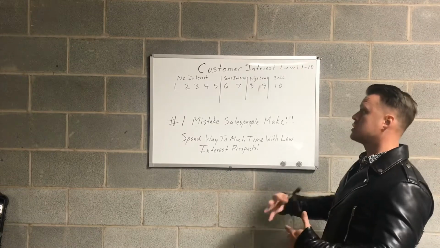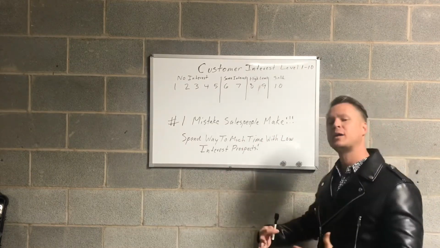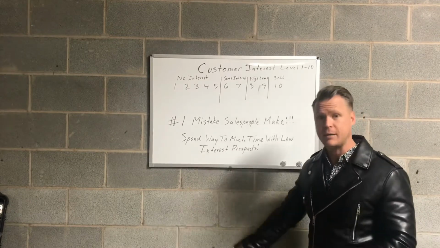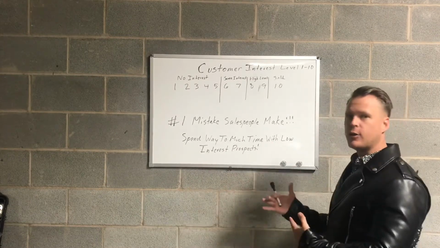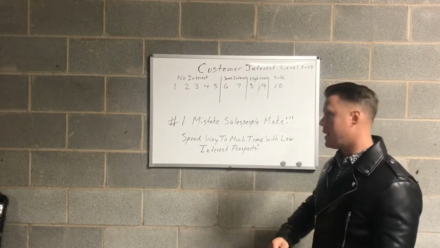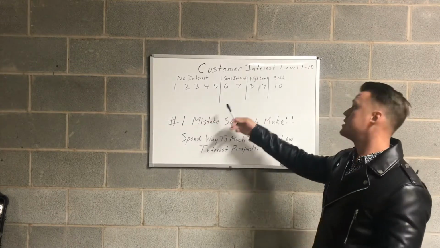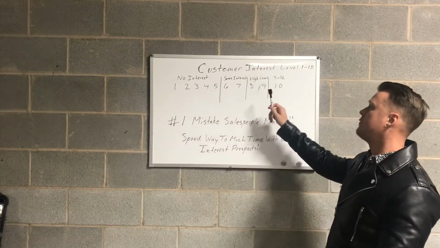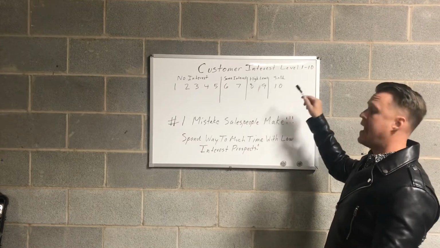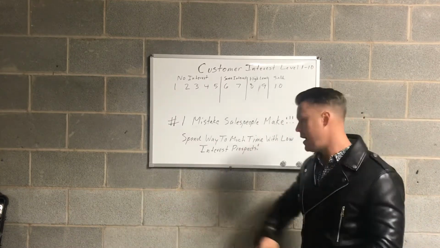So today I want to make an interest chart for you, and I want to make it fun and compare it to dating, because I think dating and sales are very similar in so many ways. So I created this interest chart. 1 to 5 means no interest. Some interest is 6 to 7, high level is 8 to 9, and sold is 10, or in the case of dating, married or in love.